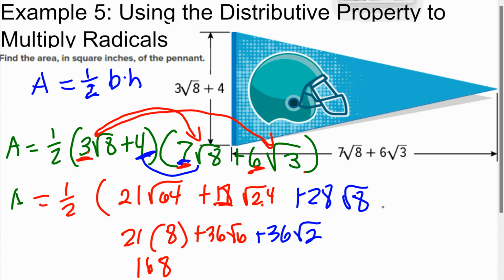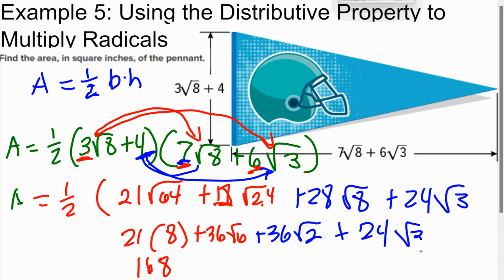Okay, then I have 4 times 6√3. So 4 times 6 is 24. And I just have √3, so that doesn't get a breakdown. Now I have to times this by 1/2, right?